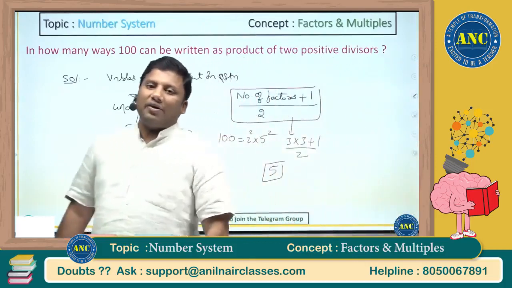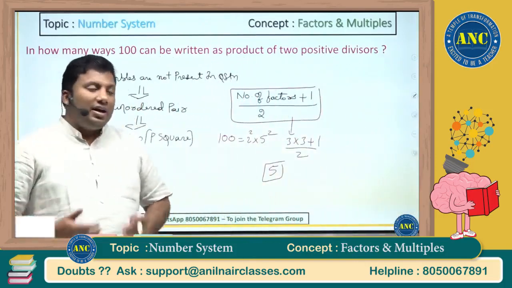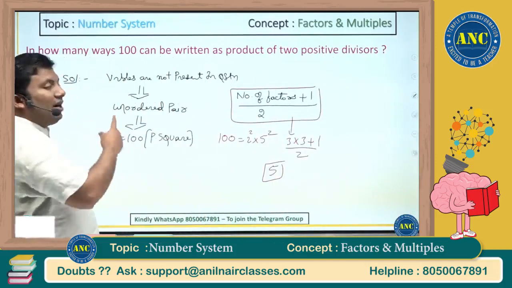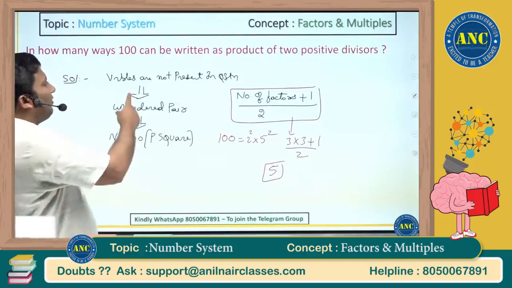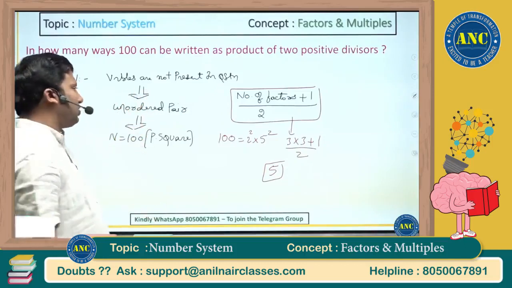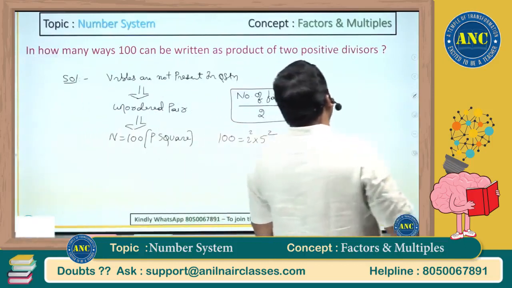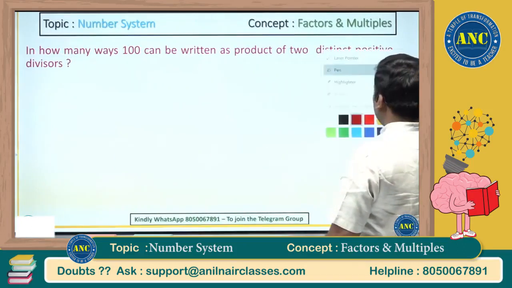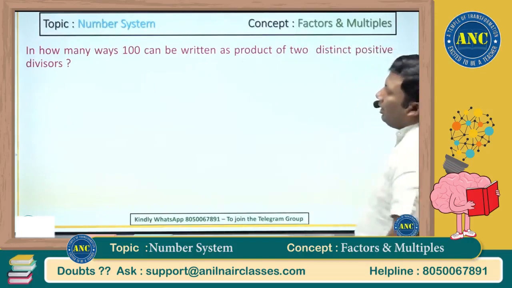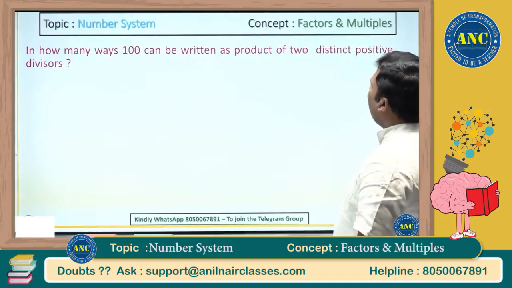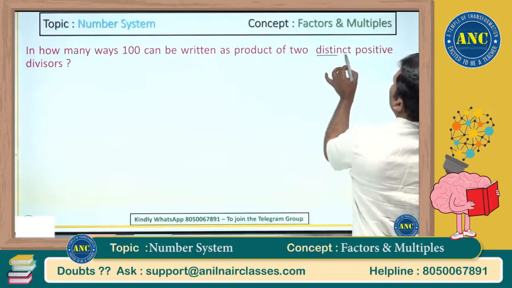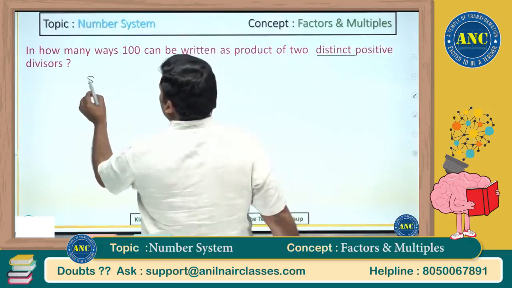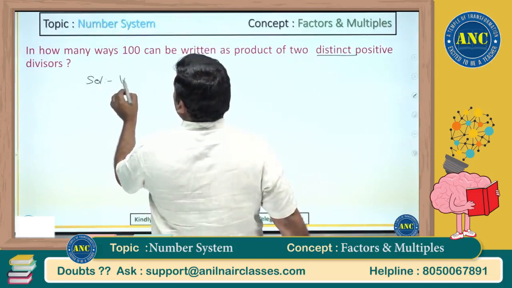First question, the given number is a non-perfect square. Second question, the given number is a perfect square. 100 is a perfect square and the word distinct is not present in the question, so it will be (number of factors plus 1) by 2. Now see a pure understanding based question: in how many ways can 100 be written as a product of two distinct numbers? Is the word distinct present? Yes.